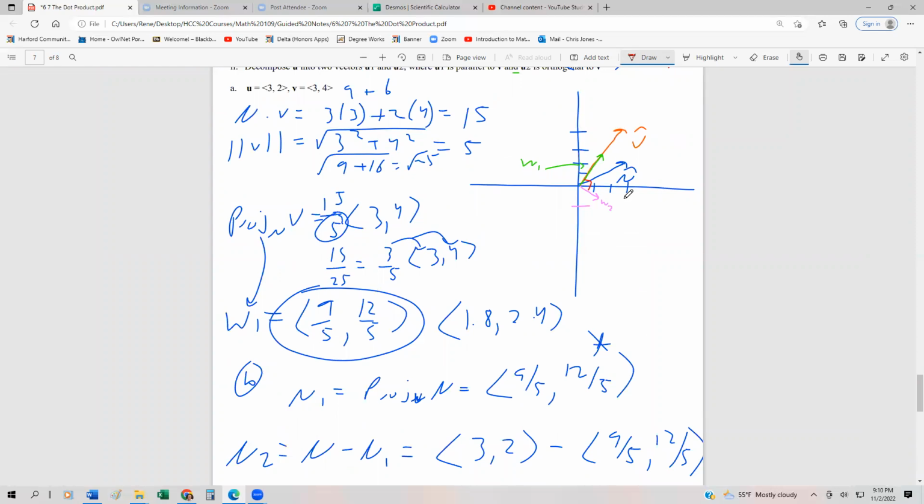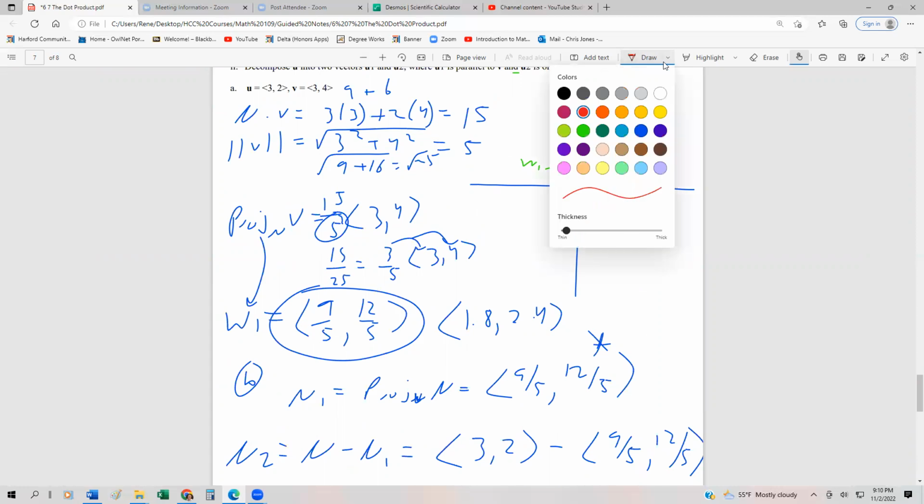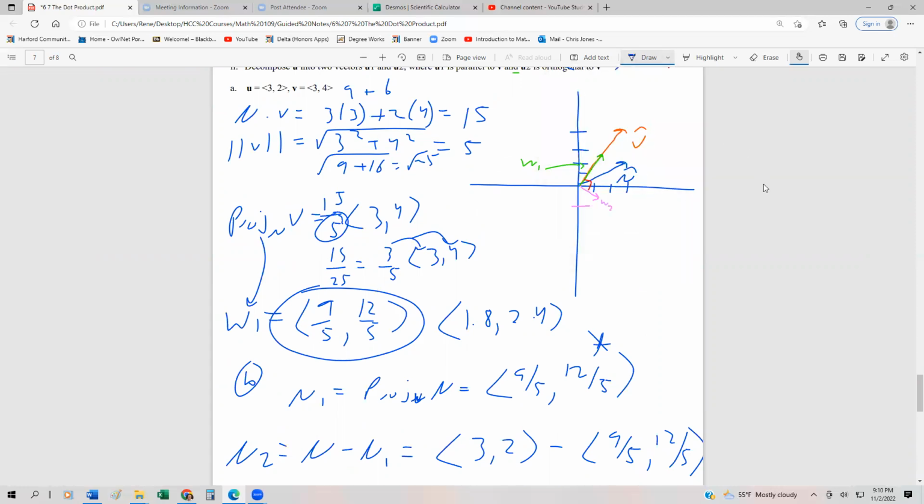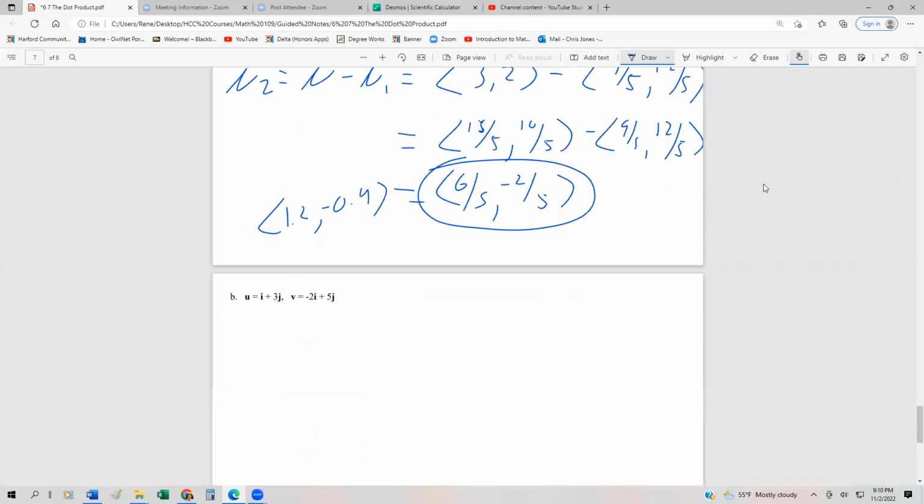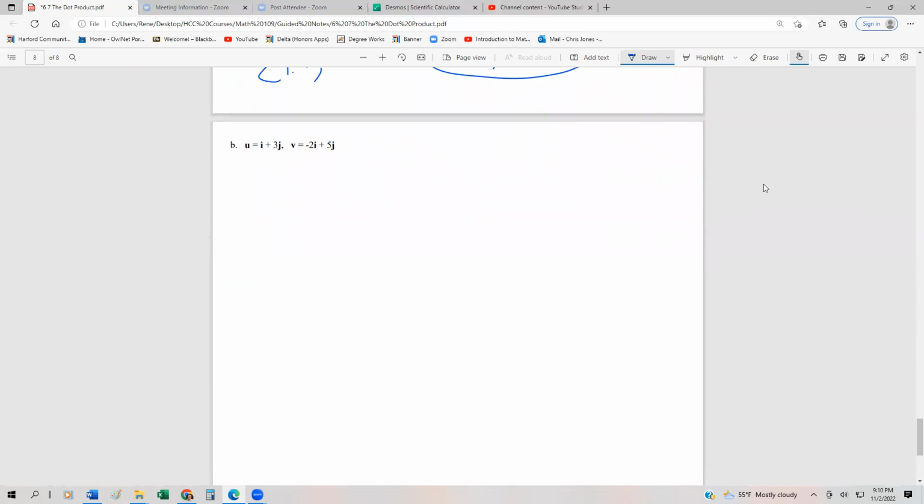Now, in later courses, you're going to figure out what the dot product's actually for. We can use it to find work and some other applications as well. Let's take a look at one last example of finding the projection of u on v.